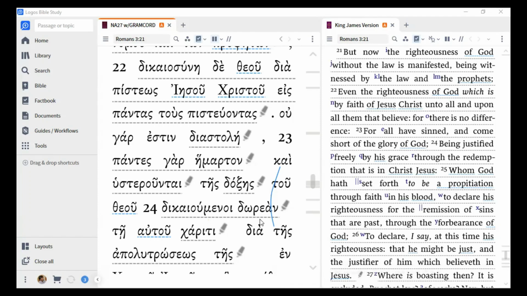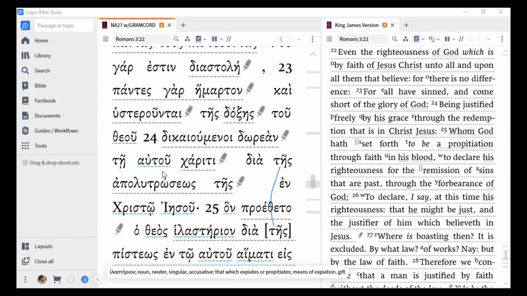Now, this is verse 24, where God is showing his love. Dikaioumenoi dorean te autou chariti. The word chariti means grace, from the word charis. Dikaioumenoi, justified. Dorean, freely. Te autou chariti. Te is dative case. Autou means his. Chariti means the grace.